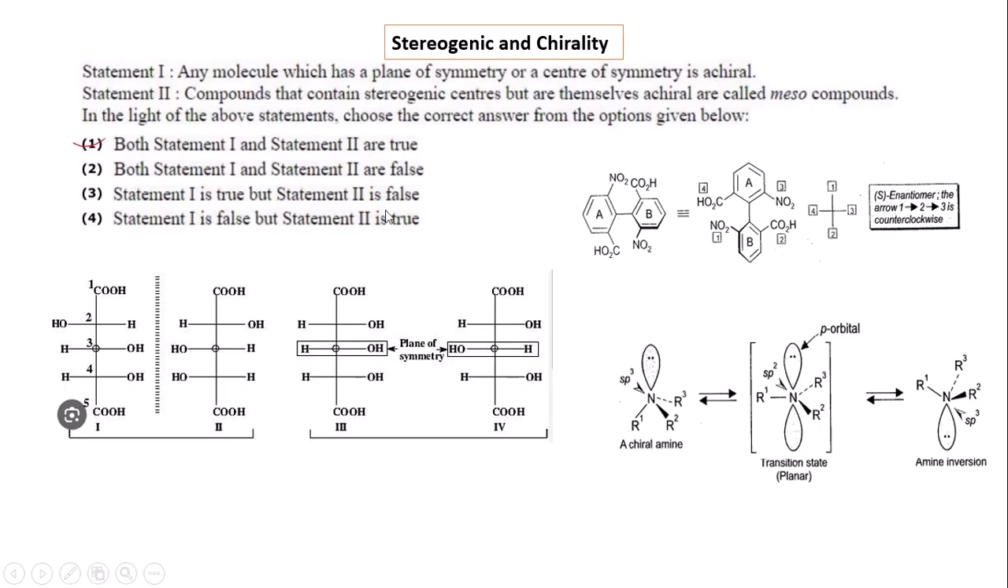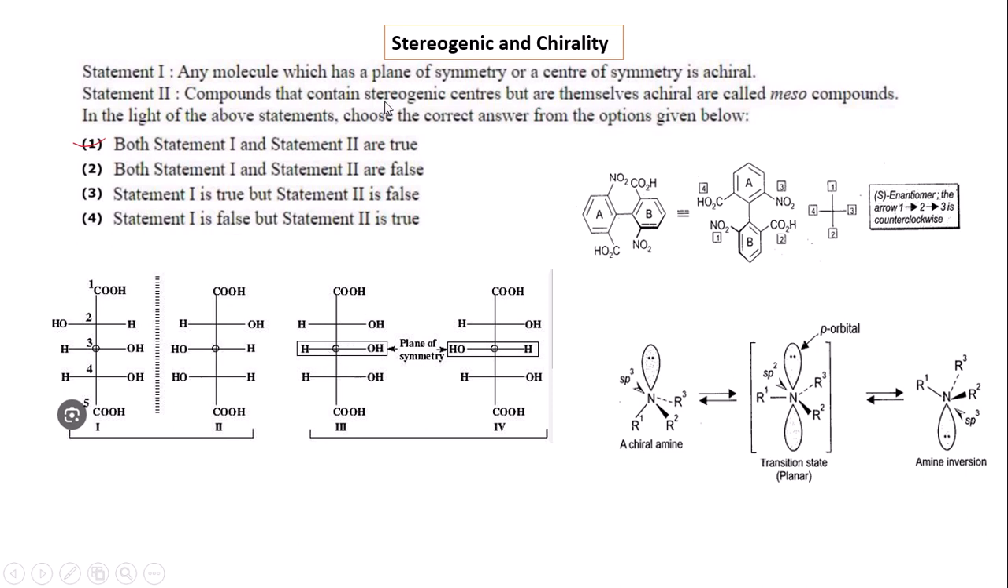Now we are going to the stereogenicity and chirotopicity problem. In statement 1, any molecule which has a plane of symmetry or a center of symmetry is achiral, meaning the criterion for optical activity is the absence of sigma, i and Sn symmetry; then the molecule becomes optically active. So in the given examples, we show that a plane of symmetry is present in the molecules, and though the molecule has a chiral center, the plane of symmetry is contained, so the molecule is overall optically inactive.